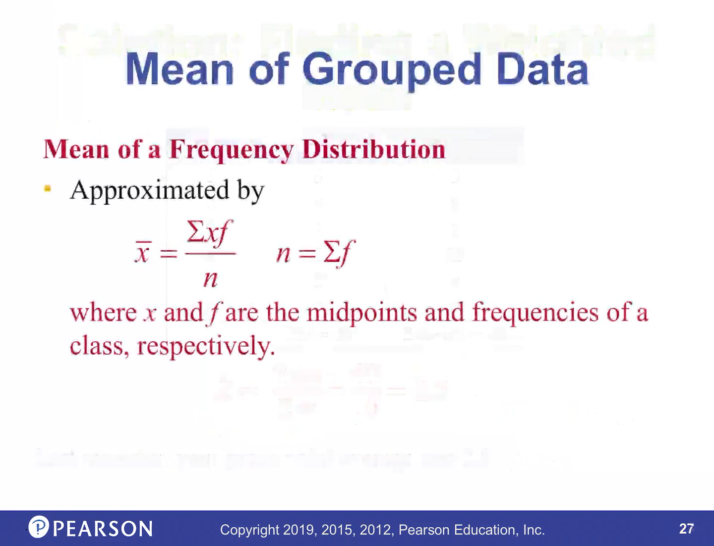Mean of a frequency distribution is approximated by x bar equals sigma x times f over n. So this tells us what n is, the sum of all of our frequencies, right? Where x and f are the midpoints and the frequencies of a class, respectively.